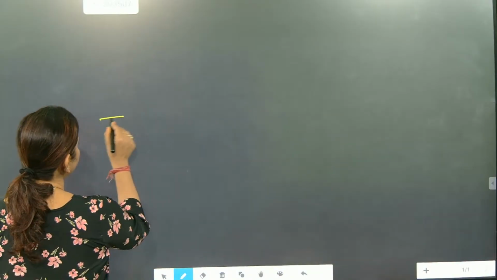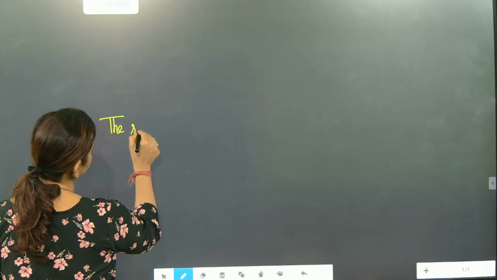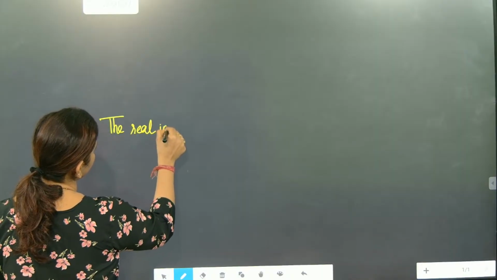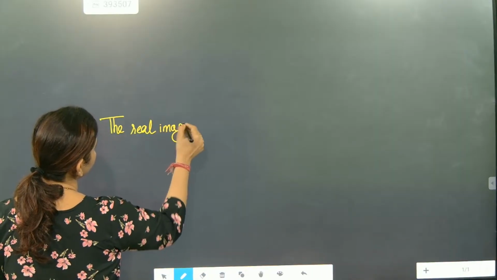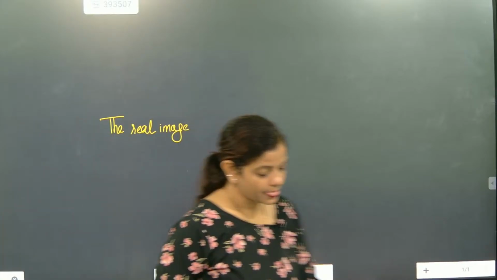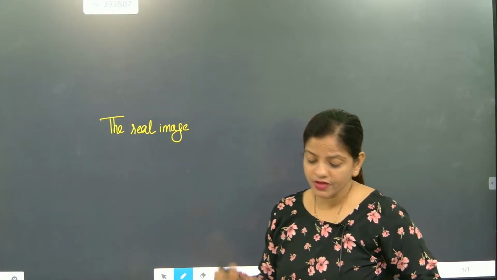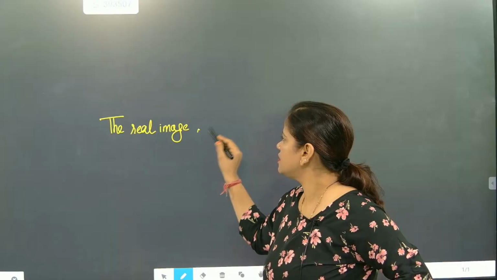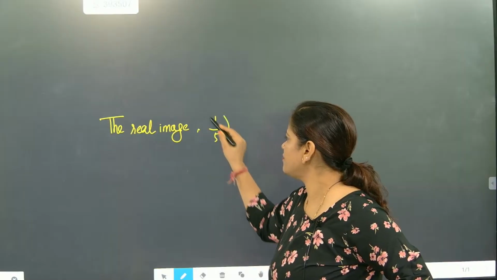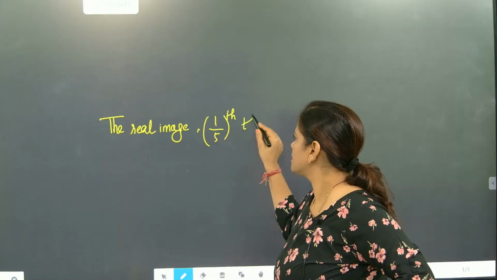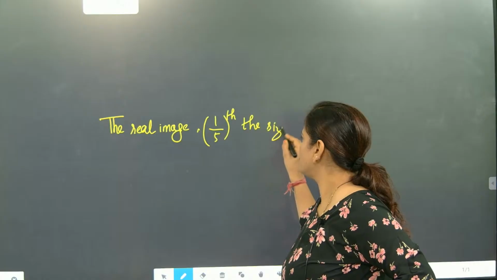Now, the next question is right there. The real image is 1 by 5th the size of the object.